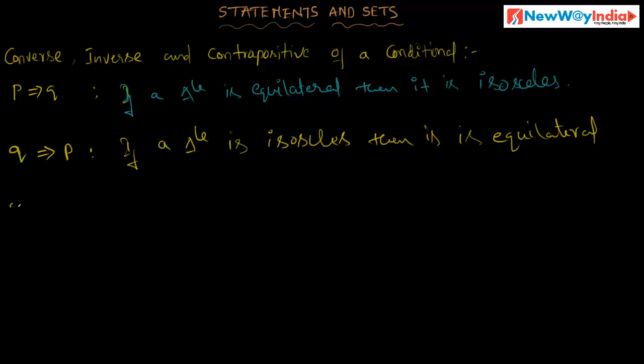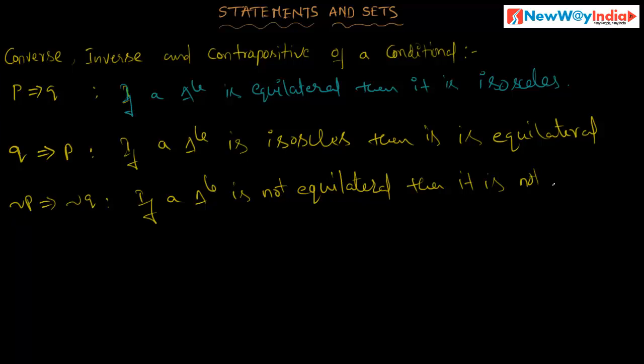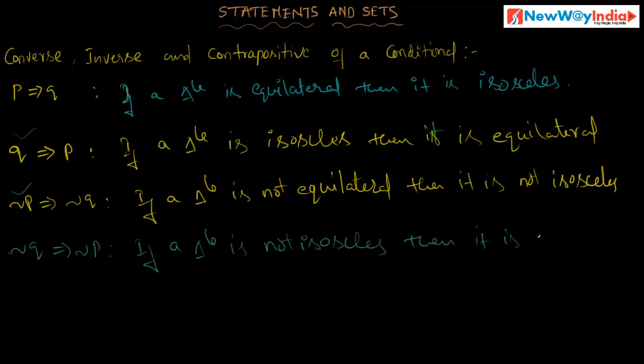Then what is the inverse? Negation P implies negation Q. That is the negation of the given statement P: if a triangle is not equilateral, then it is not isosceles. This is the inverse, and the next one is the contrapositive. What is the contrapositive here? Negation Q implies negation P. That means if a triangle is not isosceles, then it is not equilateral.